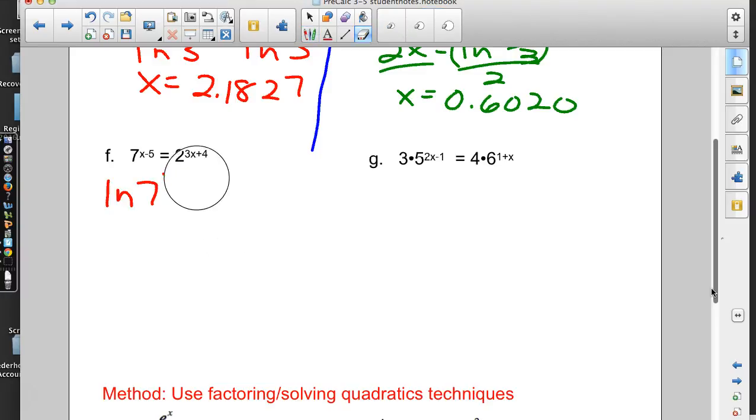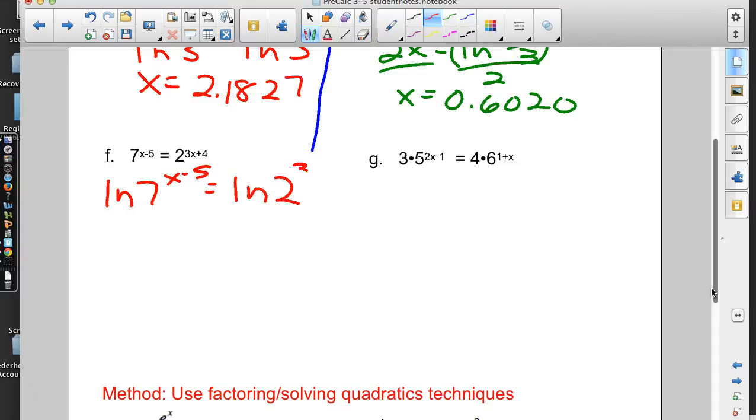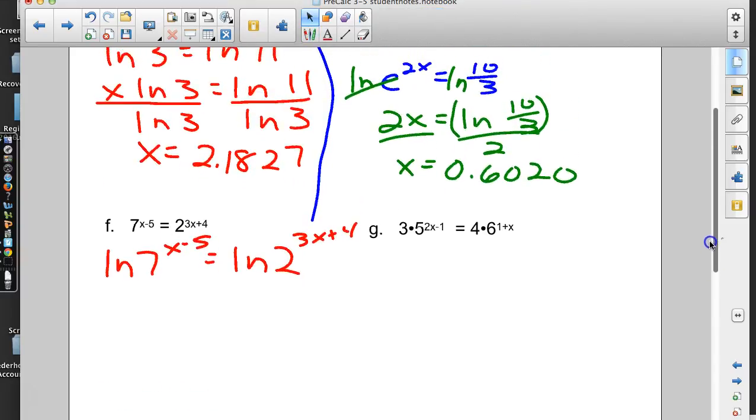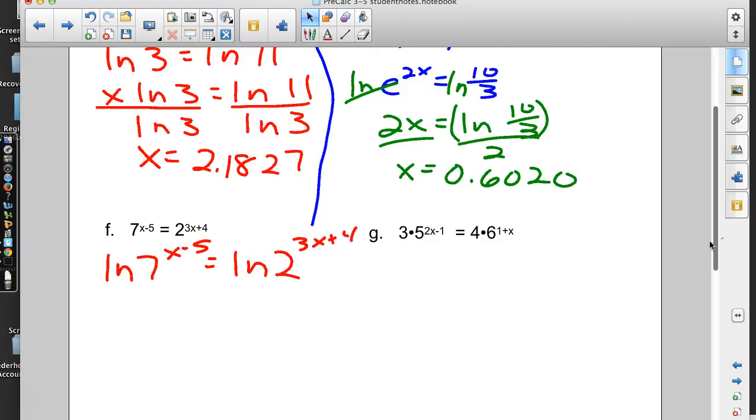No. Can't get the bases to be the same. Think about what we just did in the last problem that was a little step easier. What did we do? Oh, got rid of the number in front of the E.